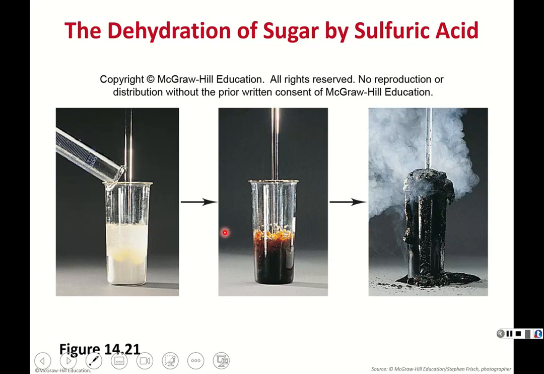And then this is just a picture in the book, kind of funny, of the dehydration of sugar by sulfuric acid. You have a sugar here, solid, you pour some sulfuric acid on it, and you get this dehydration reaction with steam coming off, which is water vapor, and then you're left with this black stuff, which is just the carbon that's left.